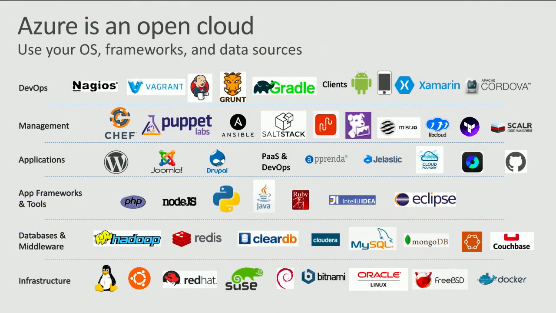Now, Azure is an open platform. You can use your operating system, your frameworks, data sources of your choice, right? And Microsoft is committed to Java and Linux and has been supporting that for a very long time. So when you look at these packages, many of the Java developers should feel at home when they see these packages because they use them for developing their apps, right?